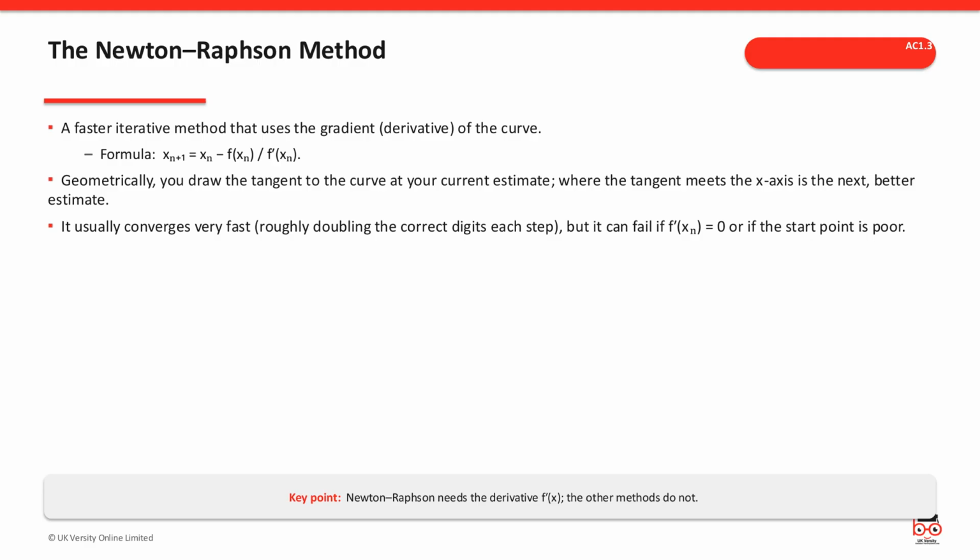Picture drawing the tangent to the curve at your current estimate. Wherever that tangent meets the x-axis is your next, much better estimate. It usually converges astonishingly fast, roughly doubling the number of correct digits each step, though it does need the derivative f dash of x, and it can stumble if that derivative is 0, or your starting point is poor.